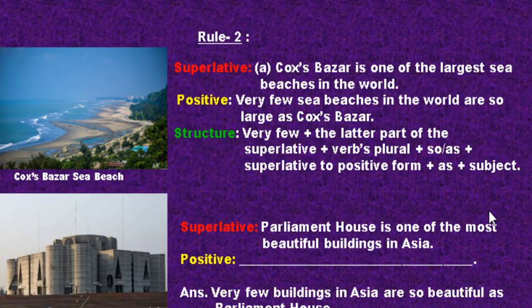Next you can see, Parliament House is one of the most beautiful buildings in Asia. You have seen one of the, so you have to use very few. Then after that, the later part of the most beautiful, so you have to use buildings in Asia. Very few buildings in Asia, then you have to use the plural form are, then as or so, beautiful as Parliament House.